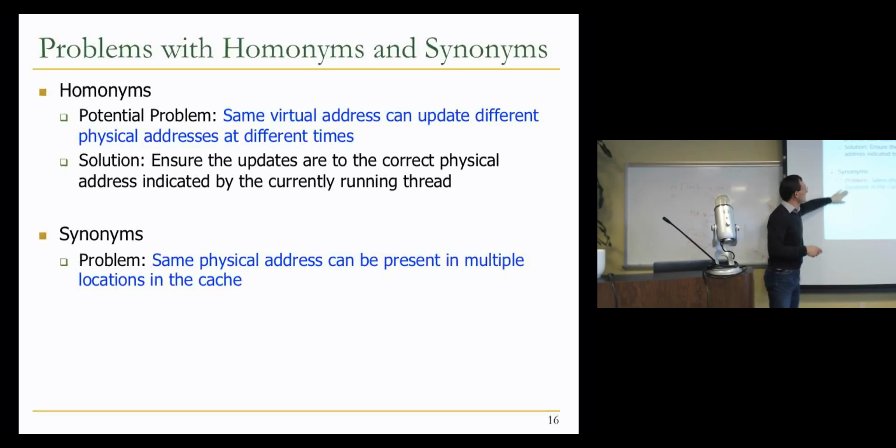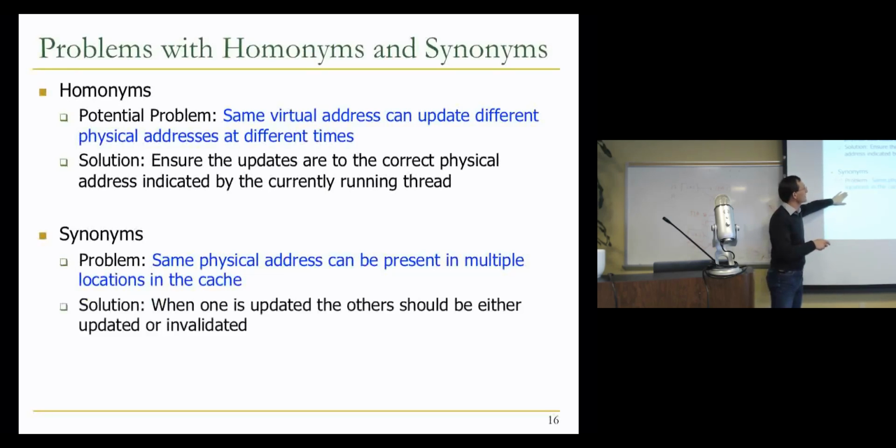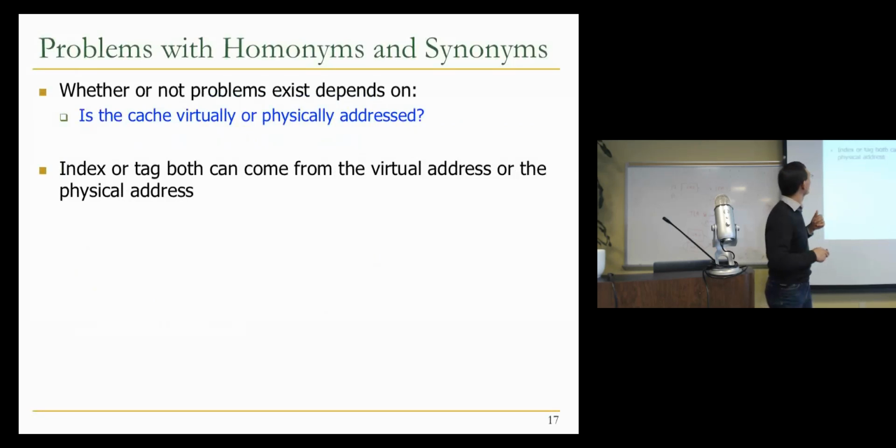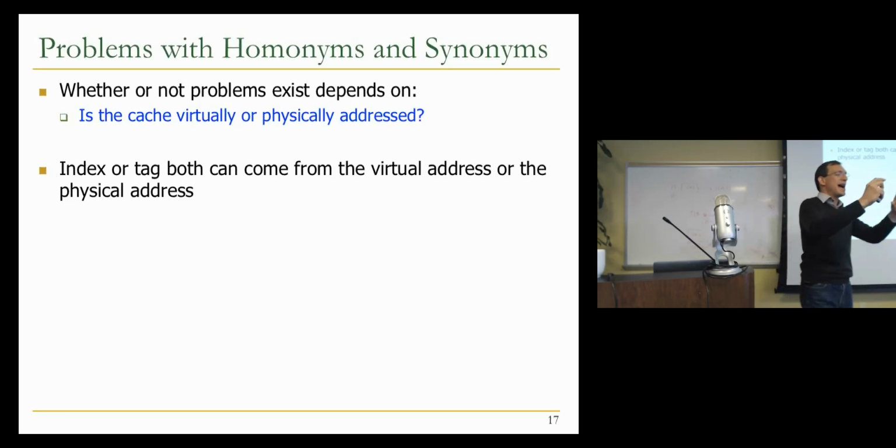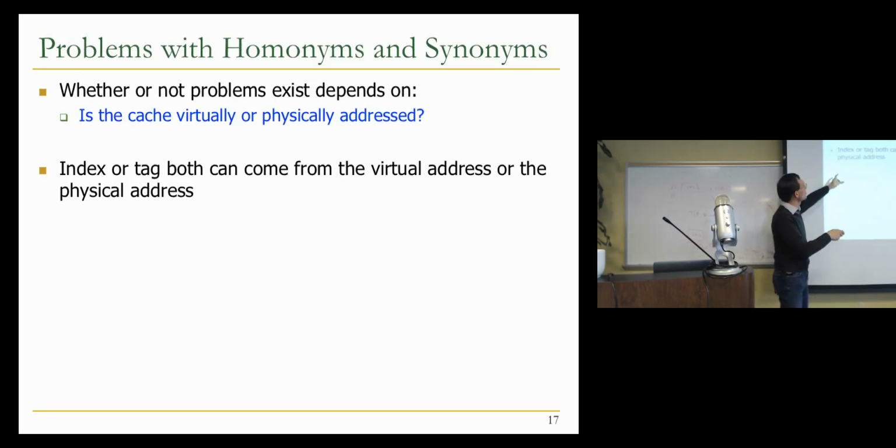Synonym problem. The problem, as I discussed earlier, is that the same physical address can be present in multiple locations in the cache. And one solution is that when one is updated, the other should be either updated or invalidated. Right. That's one solution. There are actually other solutions that we will discuss. Okay. So let's take a look at it a little bit deeper with the synonym problem. Whether or not problems exist depends on if the cache is virtually or physically addressed. What does this mean? Basically, there are two things that come from the address to access a cache, the tag and the index. Right? And these can both come from the virtual address or the physical address.